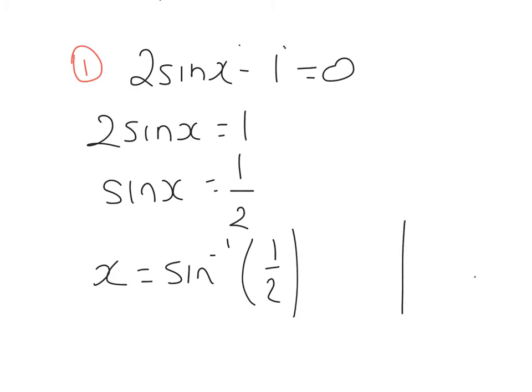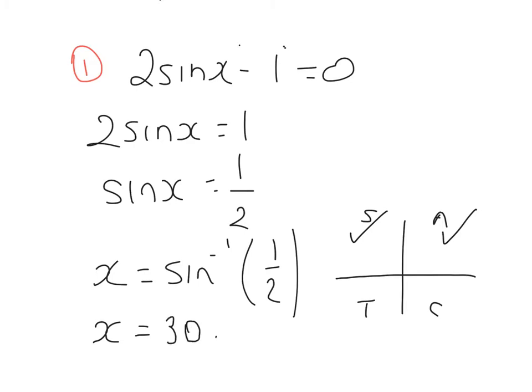At this point, we put down our cast diagram. And if it's sine, we're in all and sine. So we then use the calculator, sin inverse 1/2. Now the answer that the calculator gives you is the answer in the all quadrant. And then in the sine quadrant, we do 180, take away the answer. So that will give me 180 take away 30 is 150.